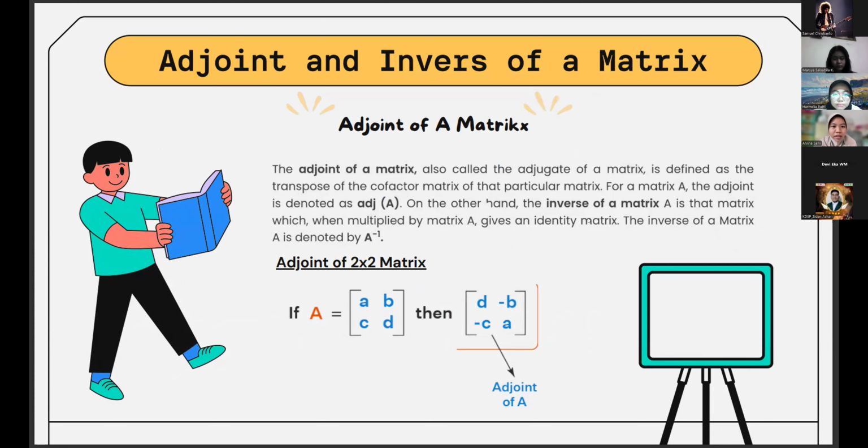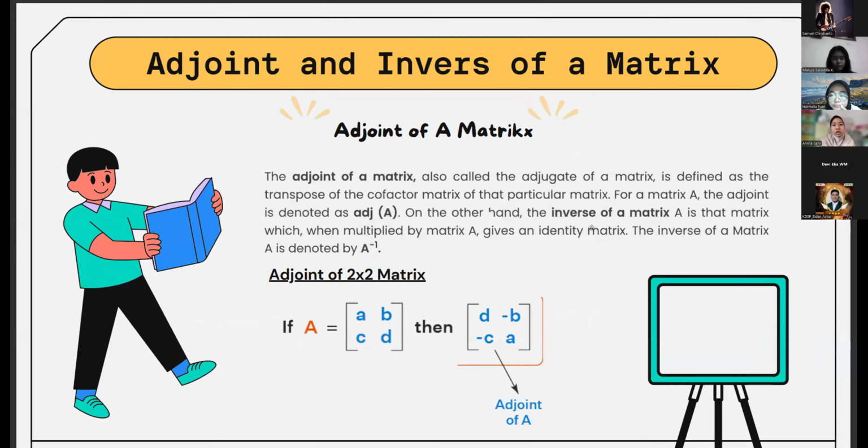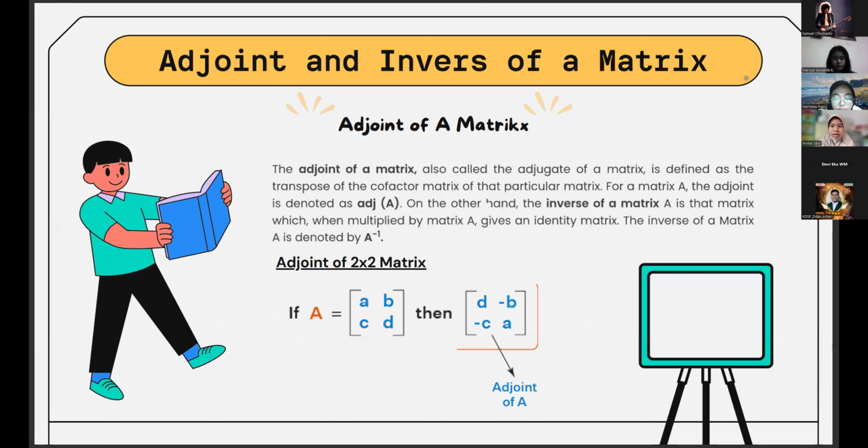Okay, next in here, adjoint and inverse of a matrix. First, adjoint of a matrix. The adjoint of a matrix, also called the adjugate of a matrix, is defined as the transpose of the cofactor matrix of that particular matrix. For a matrix A, the adjoint is denoted as adjoint A.